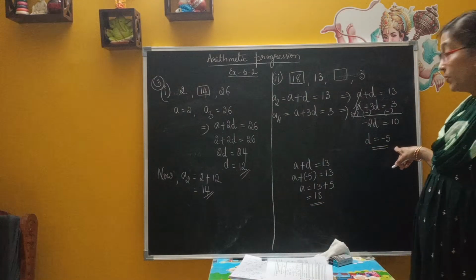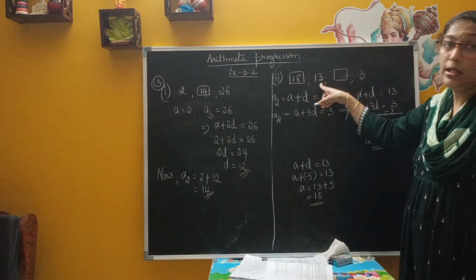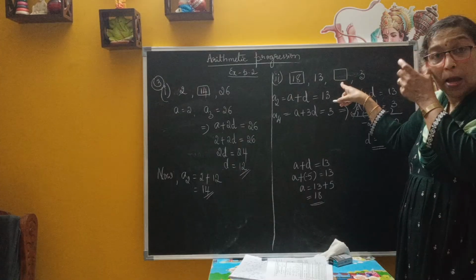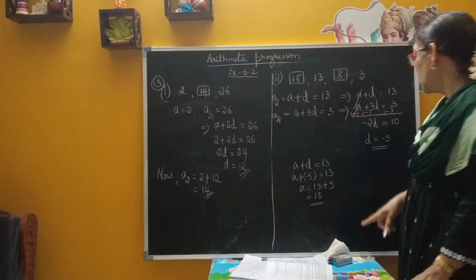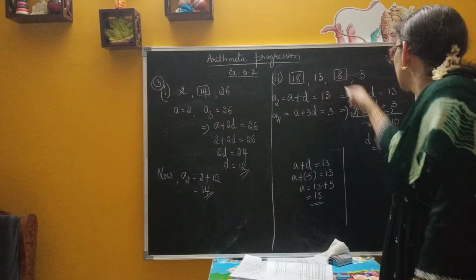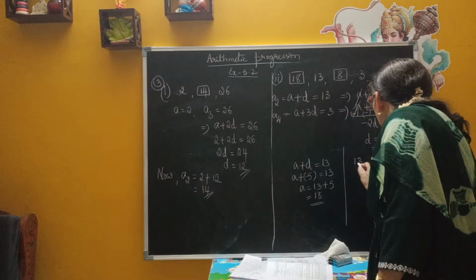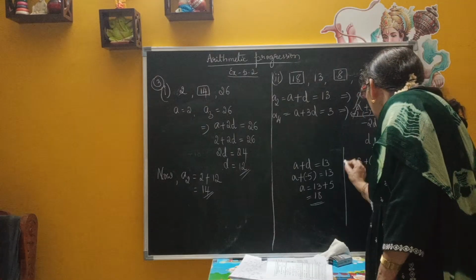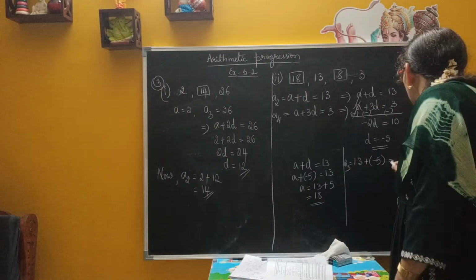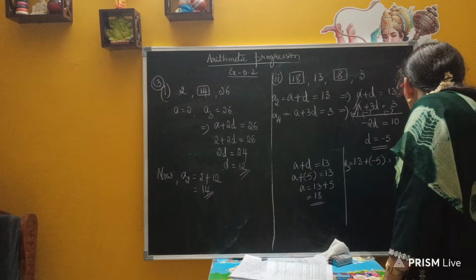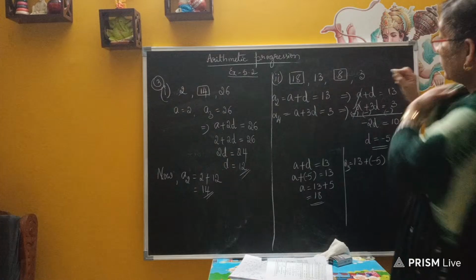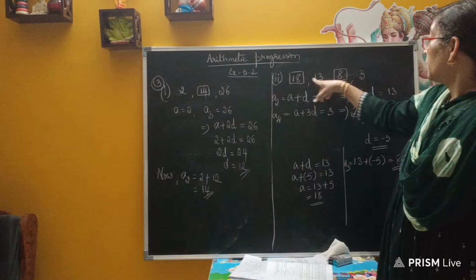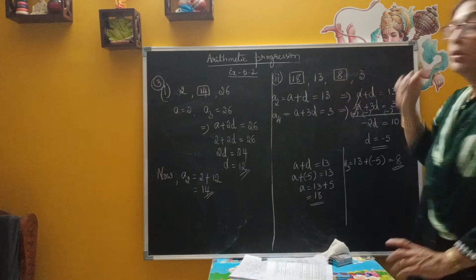So we got the first term 18 and we got D also, it is minus 5. Yes, 18 plus minus 5, 18 minus 5, what do we get? 13. Again 13 plus minus 5, 13 minus 5, how much is it? It is 8. So we got 18 and the other one, 13. This is the third term, A3, 13 plus minus 5, we get 8. See, 18 minus 5 is 13, 13 minus 5 is 8, 8 minus 5 is 3. Our answer is right.